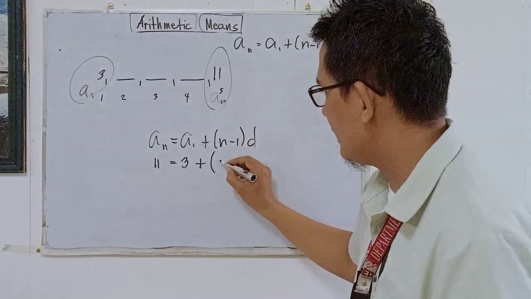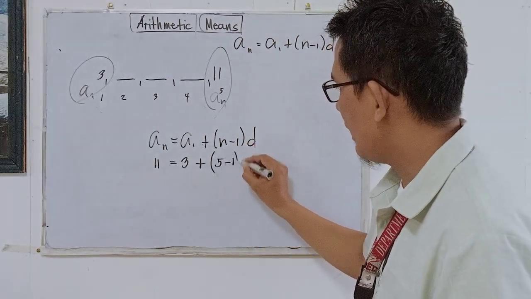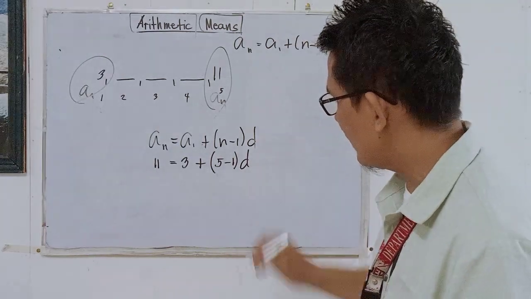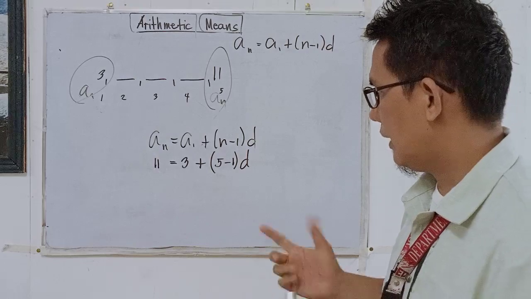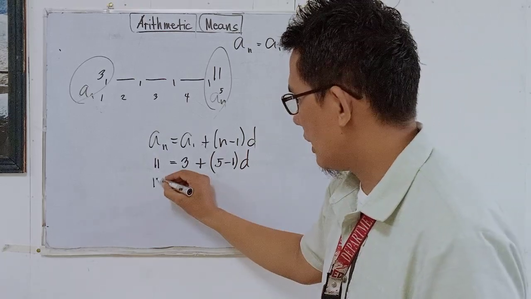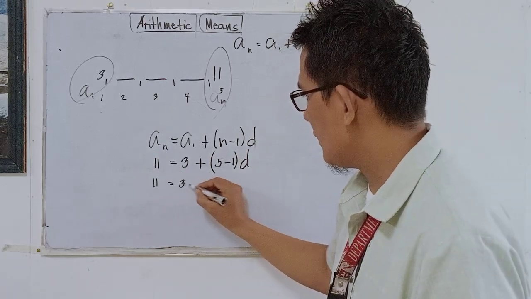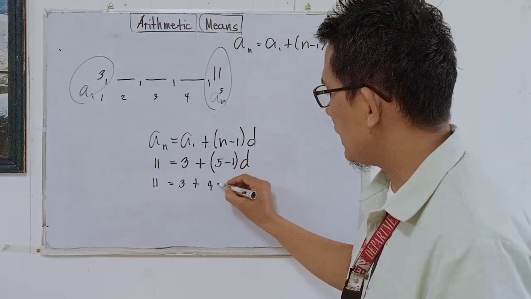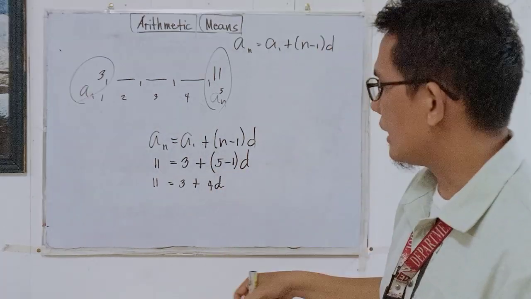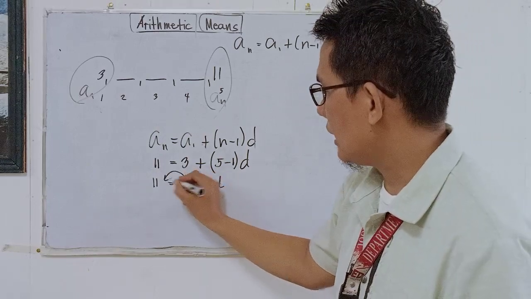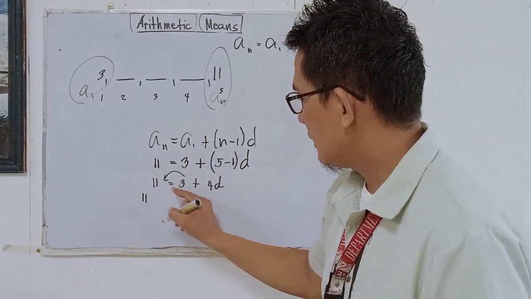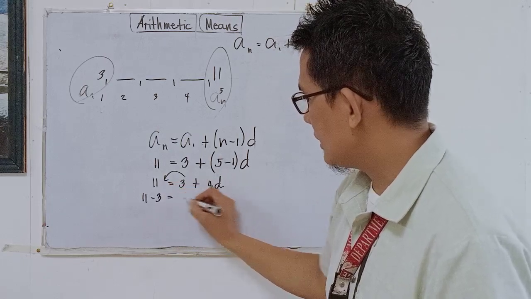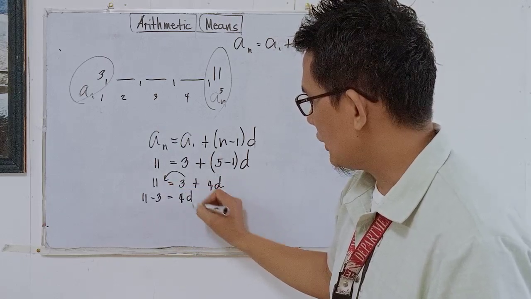So therefore, n is 5, minus 1, times the common difference, which is unknown. So leave that as d. Okay, then let us simplify things. This becomes 11 is equal to 3 plus 5 minus 1, which is 4, times d, so 4d. Then transpose 3 to the other side. Positive 3 becomes negative on the other side.